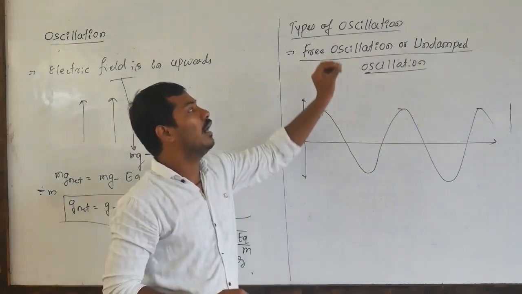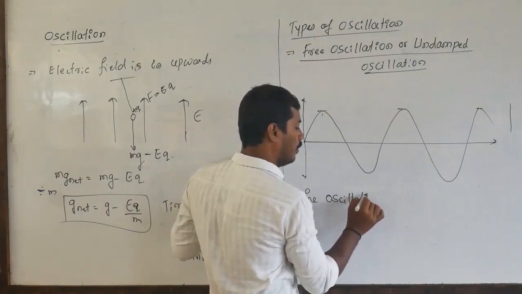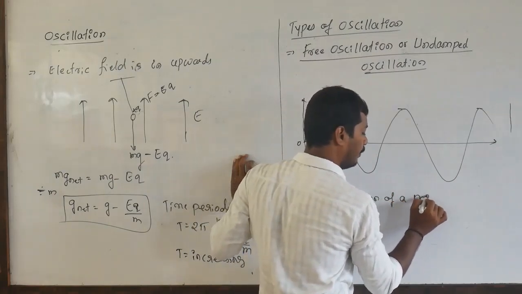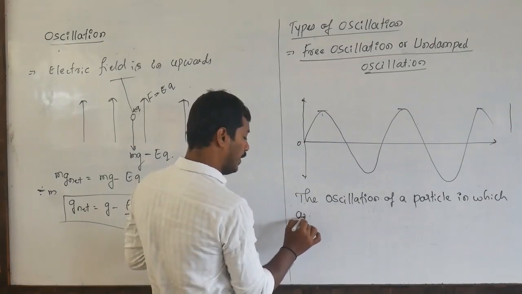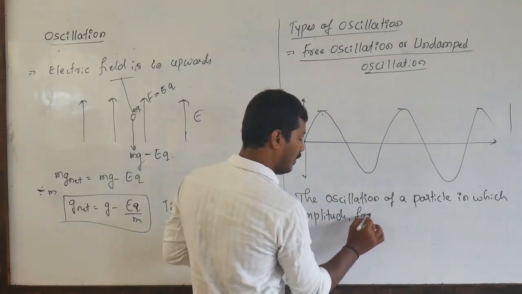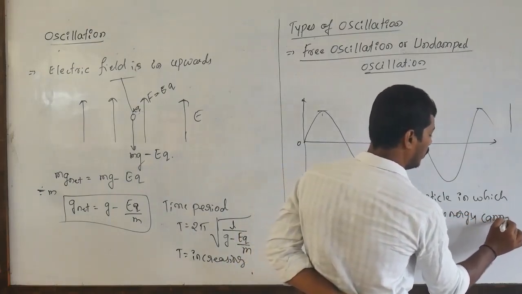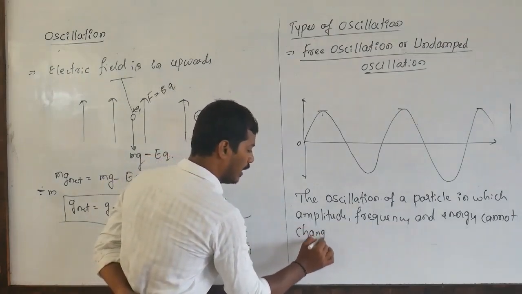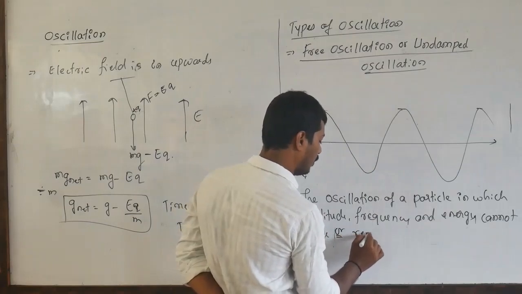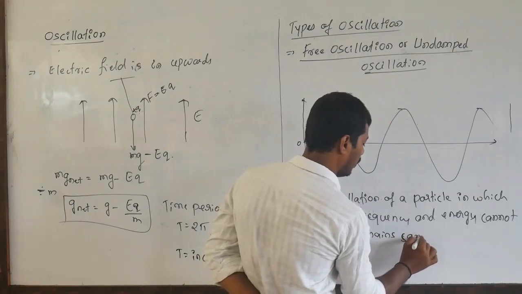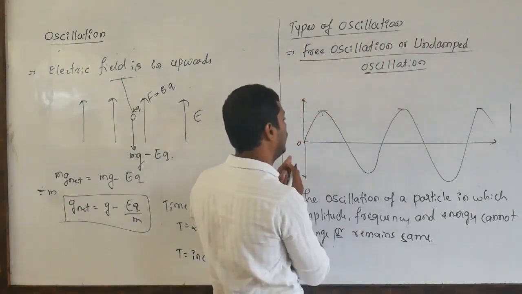Free oscillation or undamped oscillation is nothing but the oscillation of a particle in which the amplitude, frequency and energy cannot change, or remain the same.